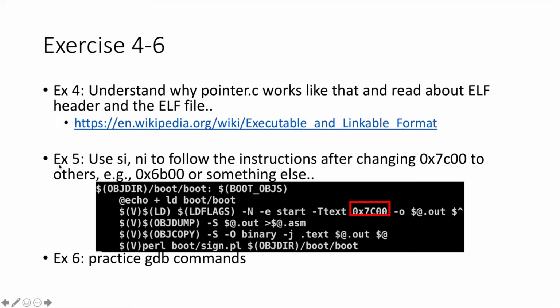For exercise 5, you may edit the boot/makefrag file to adjust the starting address of the bootloader from 7C00 to 6B00 or something else. Then you can follow the BIOS execution to figure out at which point your boot process fails. And for exercise 6, please practice lots of GDB commands for examining values and instructions.